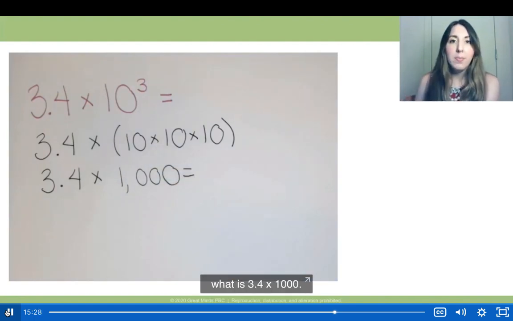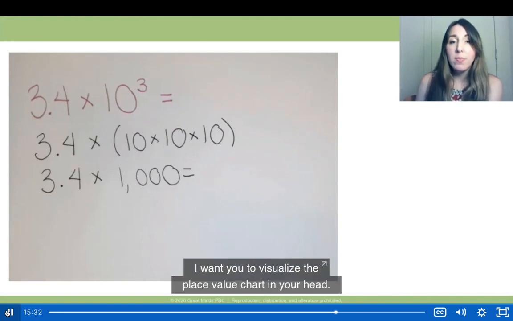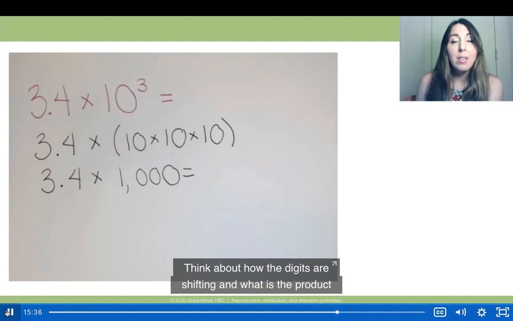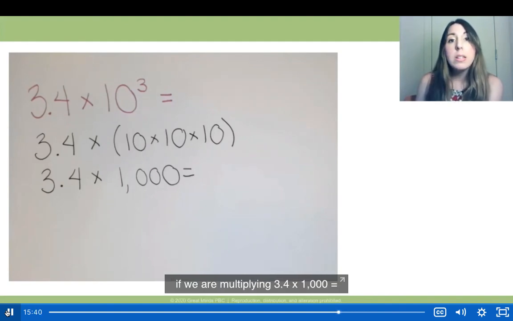Now let's think. What is 3 4/10 times 1,000? I want you to visualize the place value chart in your head. Think about how the digits are shifting and what is the product if we are multiplying 3 4/10 times 1,000.